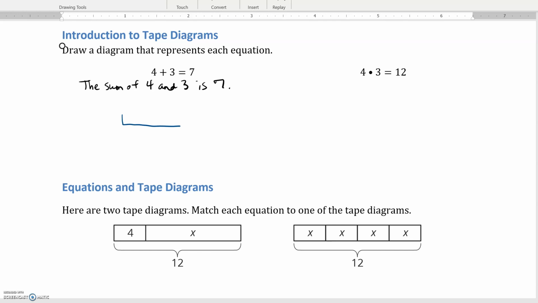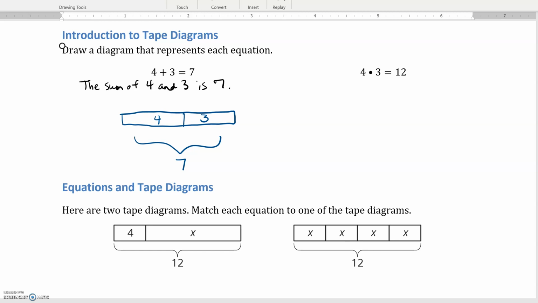So I'm going to draw a bar that represents 7. And I'm going to draw two parts of the bar where the 4 is slightly larger because 4 is bigger than 3. So that's my tape diagram for 4 plus 3 equals 7.